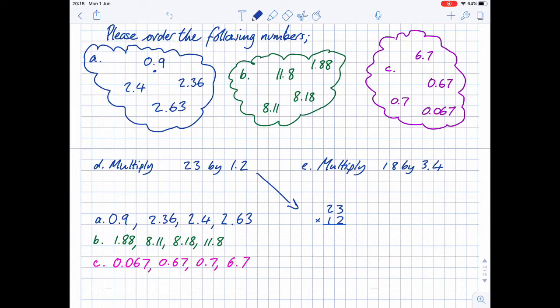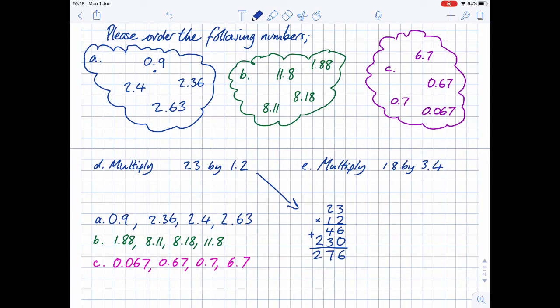So 2 times 3, 6. 2 times 2 is 4. And then I'll go and work in my tens column. So 1 times 3 is 3. And then 1 times 2 is 2. And then I need to add those two answers together. So I get 6, 7, 2.